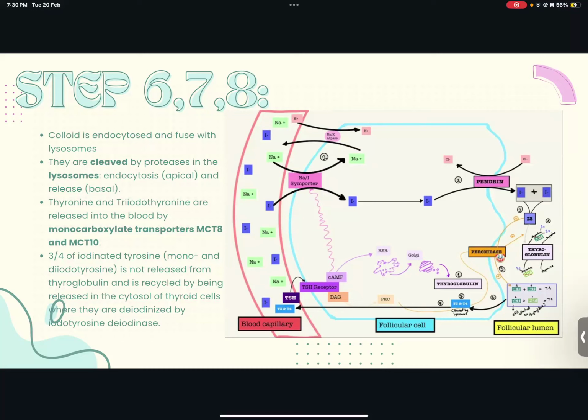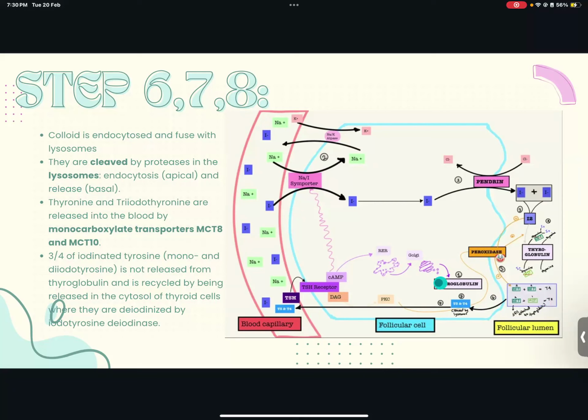And basically, anything else that's left that has not been coupled or paired together of iodinated tyrosine, so monoiodotyrosine and diiodotyrosine, I made a mistake here. Monoiodotyrosine and diiodotyrosine, those are going to be endocytosed, and then they're going to be recycled. So they're going to be broken down by an enzyme called iodotyrosine deiodinase. And this deiodinase is specific for MIT and DIT. So it's not going to break down T3 or T4.